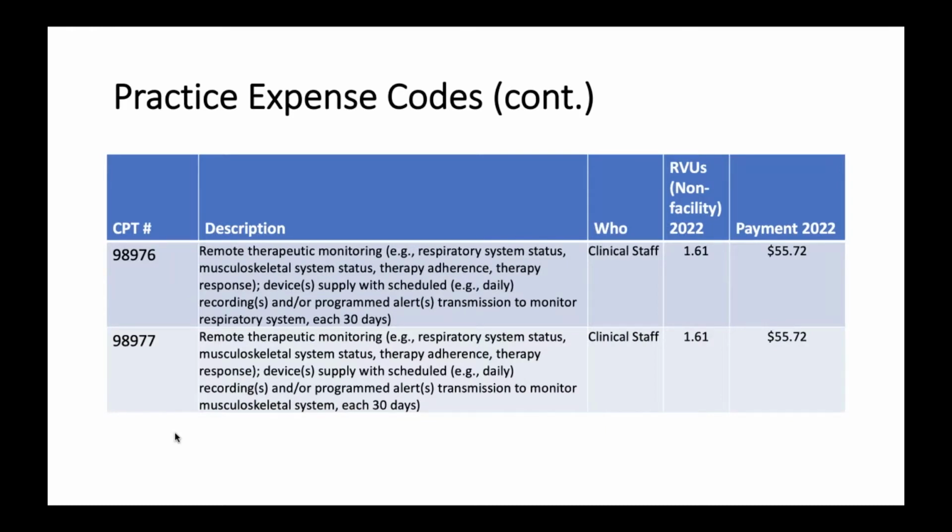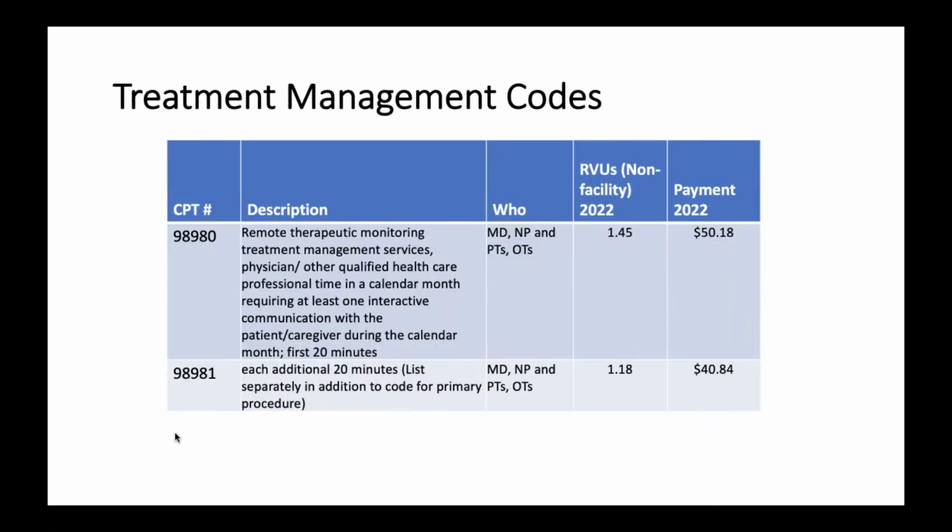Practice expense codes continued. Here you got your respiratory, your musculoskeletal. Again, clinical staff is monitoring this. For non-facility, here are your RVUs. 55 bucks for each of these. For a facility, put it on the UB04. You also need direct supervision to do that, though, so be careful. Be careful.